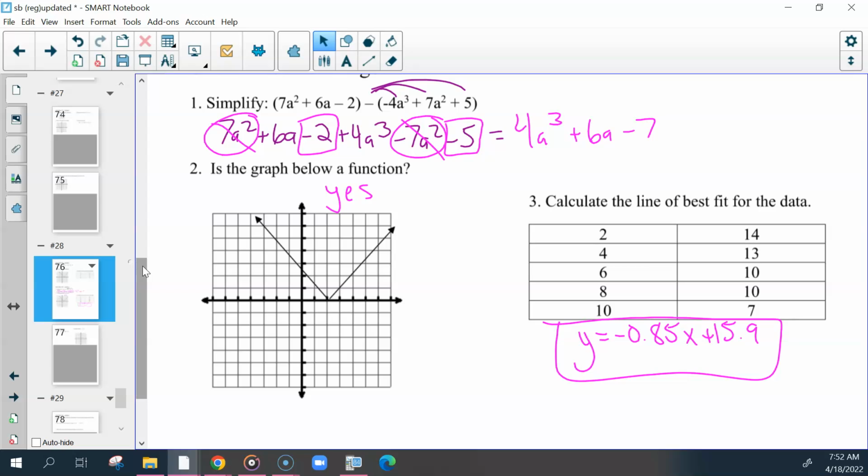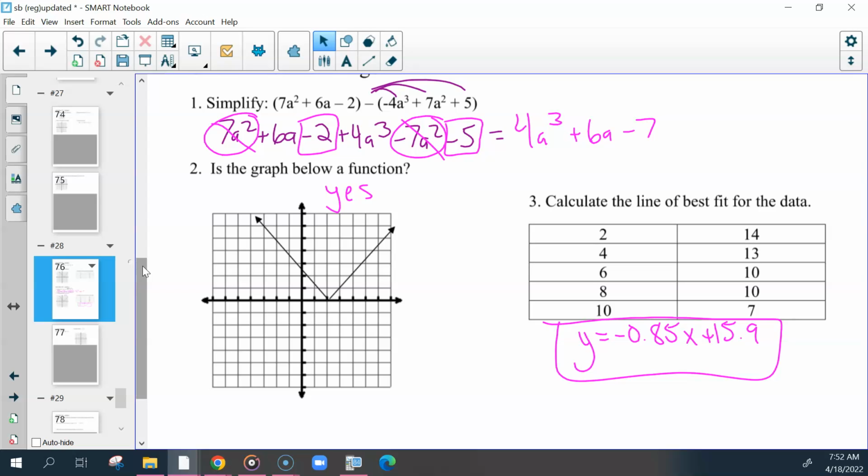Questions on that one? Number 2 is asking, is this graph a function? It passes the vertical line test, so yes.